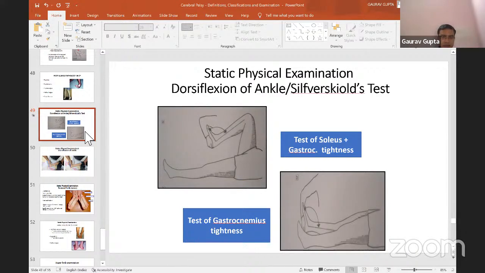Whereas the Silfverskiöld test, we are checking the ankle dorsiflexion in knee flexion and knee extension. And the difference in ankle dorsiflexion tells us whether there is only gastrocnemius tightness or there is a combination of both soleus and gastrocnemius tightness. Usually our aim is to have more than 15 degrees of ankle dorsiflexion at knee extension to have a normal gait.